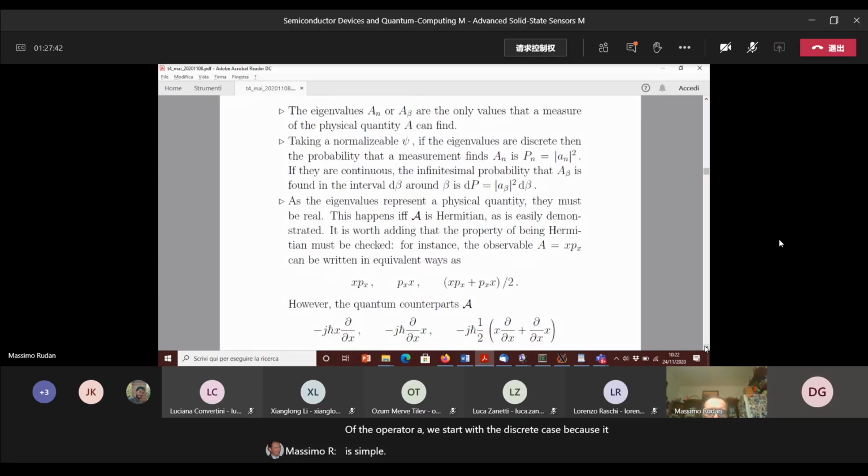So the postulates continue by assuming that the eigenvalues of the operator A, that is A sub n if we find a discrete situation, or A sub alpha in the continuous case, are the only values that the measure of the physical quantity A can find.